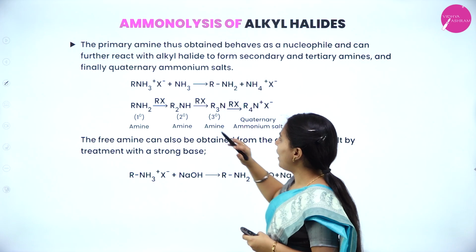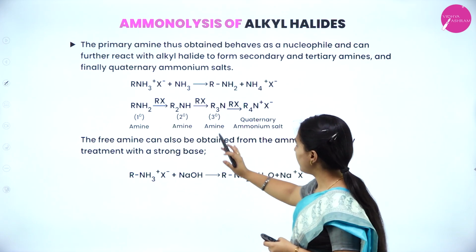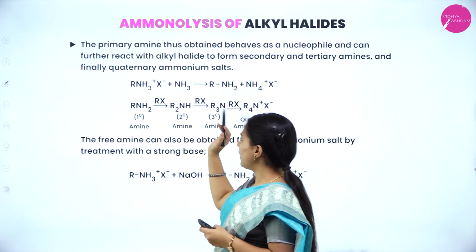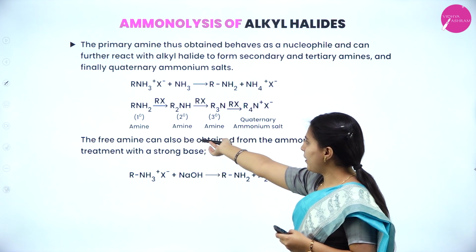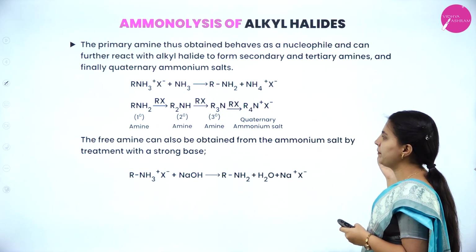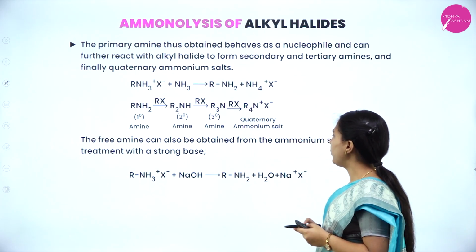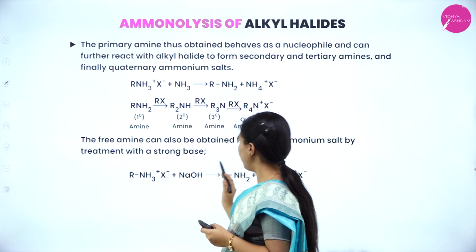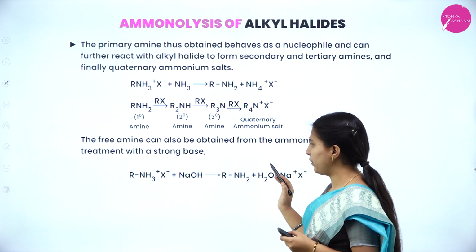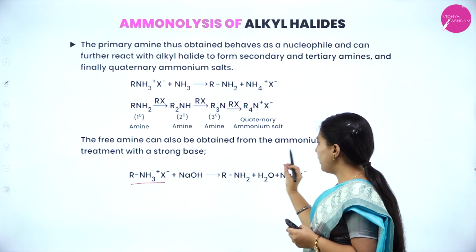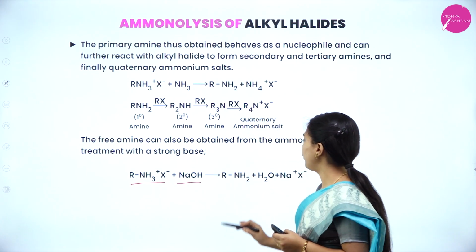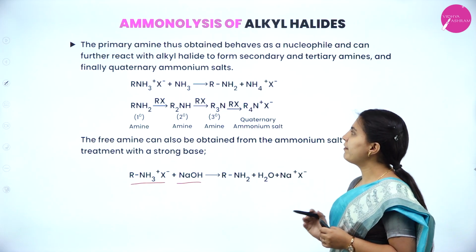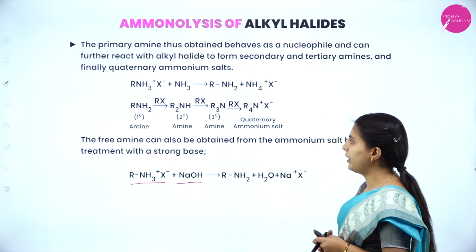See here, when alkyl or aryl halide reacts with concentrated ammonia, it will form primary amine RNH2. That primary amine, when reacted with alkyl halide, further forms secondary amine, tertiary amine and quaternary ammonium salt. The free amine can also be obtained from the ammonium salt by treatment with a strong base. This ammonium salt reacted with strong base will form primary amine. By this method also it may form, as with the previous method of ammonolysis.